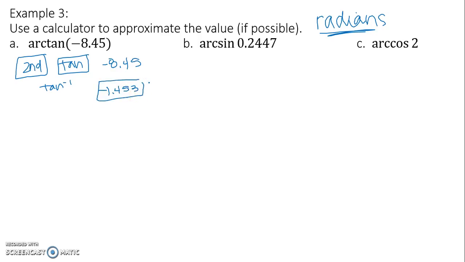Go ahead and try the other ones. When I did arcsine of 0.2447, or inverse sine of 0.2447, I got 0.247. Over here, when I did arccosine or inverse cosine of 2, I got error, and that makes sense because remember, you can't take your inverse sine or your inverse cosine of anything that's more than 1 or less than -1. So that one's just undefined.